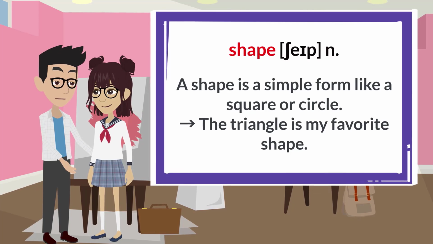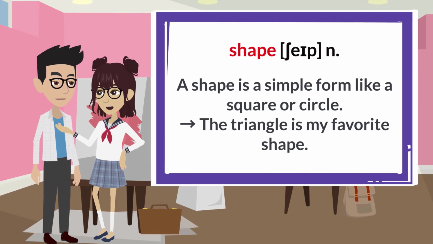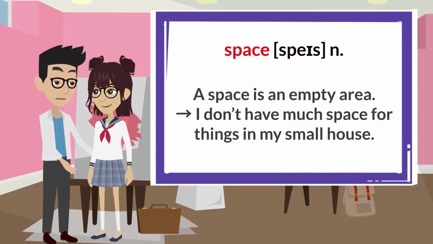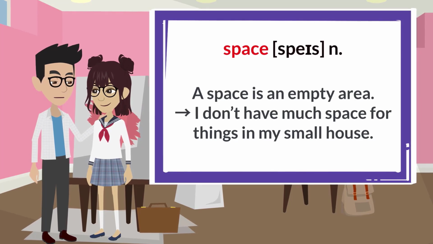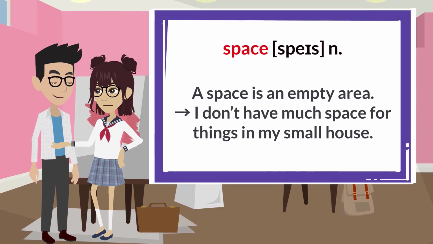Shape. A shape is a simple form like a square or circle. The triangle is my favorite shape. Space. A space is an empty area. I don't have much space for things in my small house.